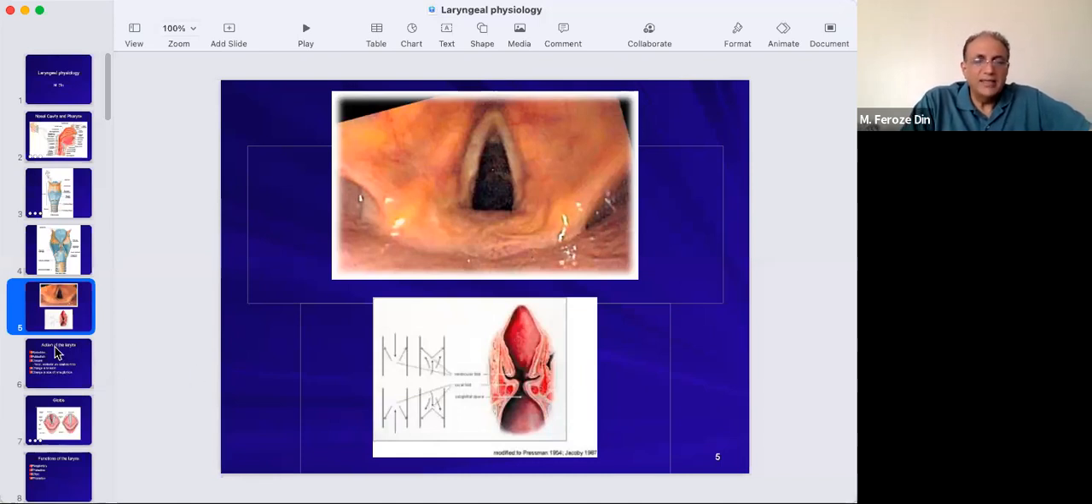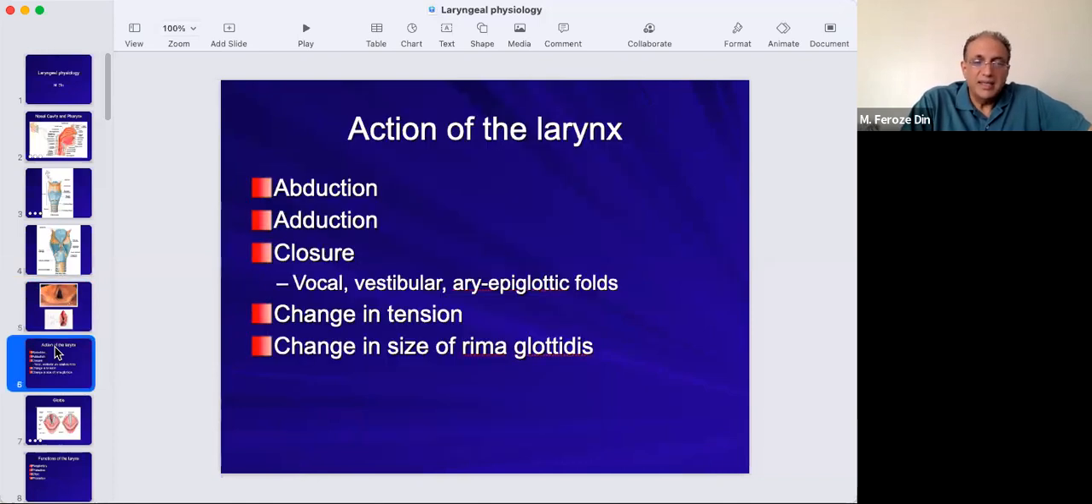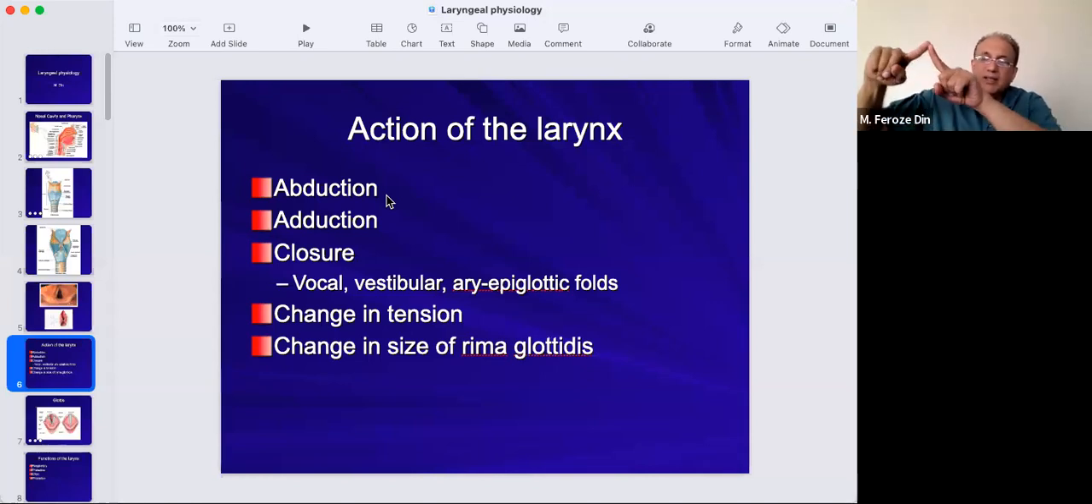The larynx has many basic actions which will lead us to its functions. The vocal cords may abduct. Abduct means that they may go from a closed position, if you can see my picture, to an open position. So we are closed and you move away, that is called abduction. So the larynx may open itself. Then you may have adduction, where you have closure. From an open position, you come back to a closed position.